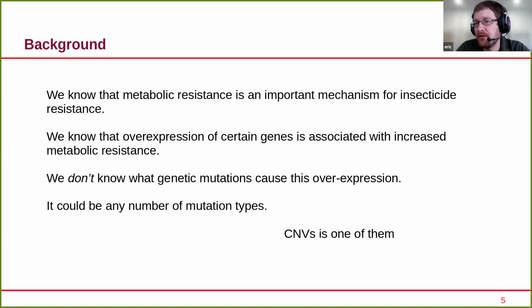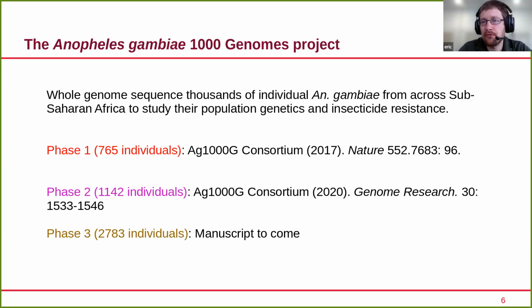And so we wanted to look for CNVs across the Anopheles gambiae 1000 genomes dataset to get an idea of their variety and their distribution. So just a quick recap of the history of AG1000G. We're talking about whole genome sequence data from thousands of individuals of Anopheles gambiae, but also Anopheles coluzzii from sub-Saharan Africa, to study the population genetics and also insecticide resistance.